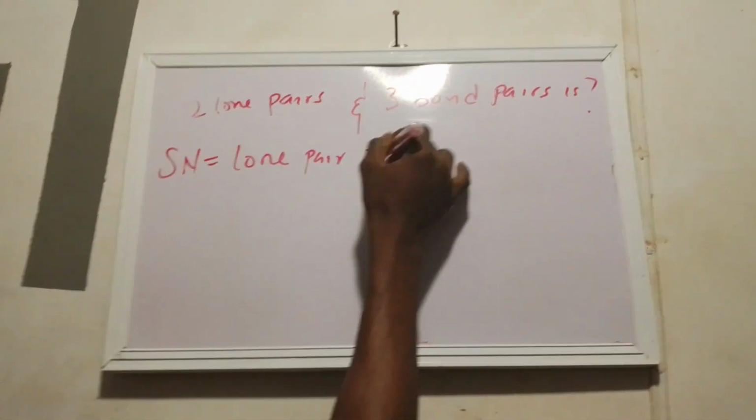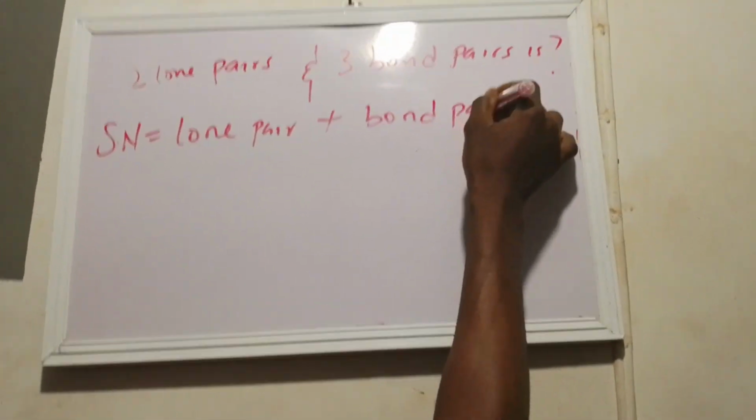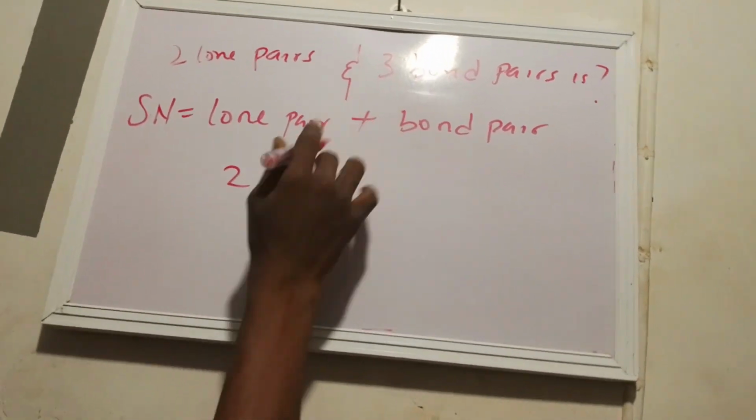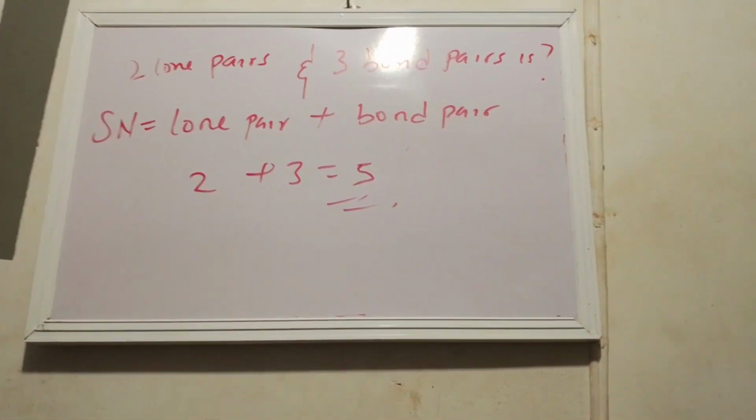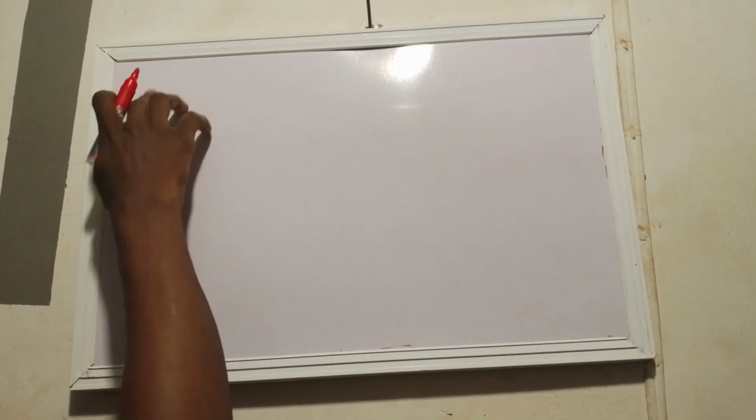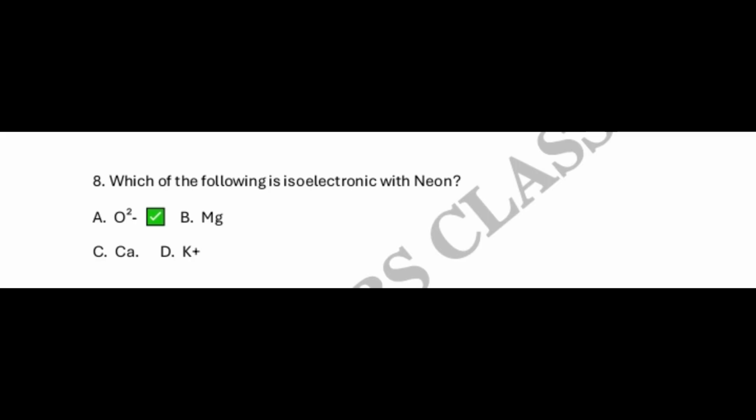So the next question says, which of the following is isoelectronic with neon? Isoelectronic means they have the same number of electrons, and neon has atomic number of 10.